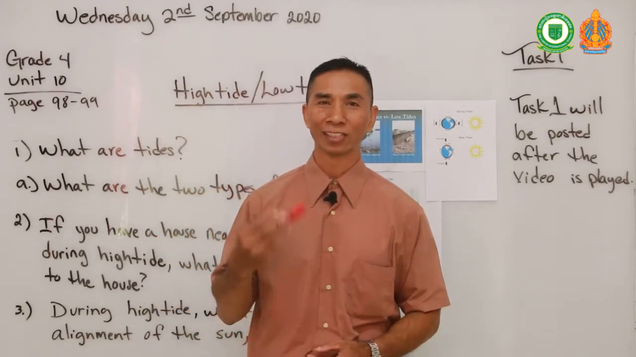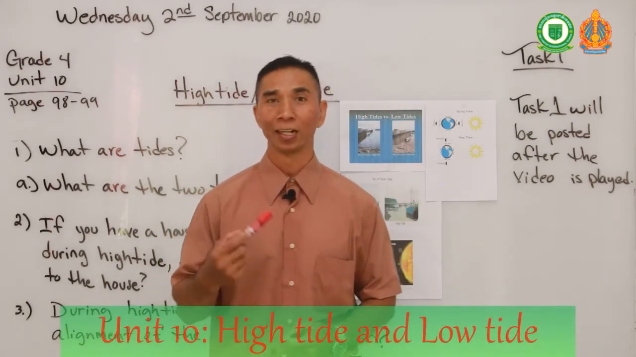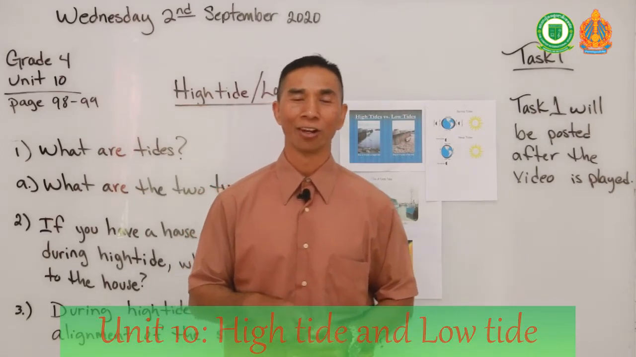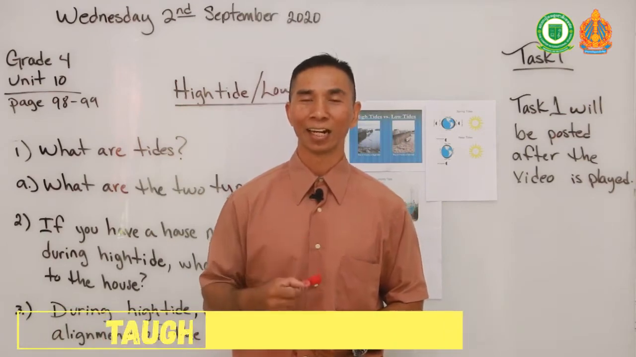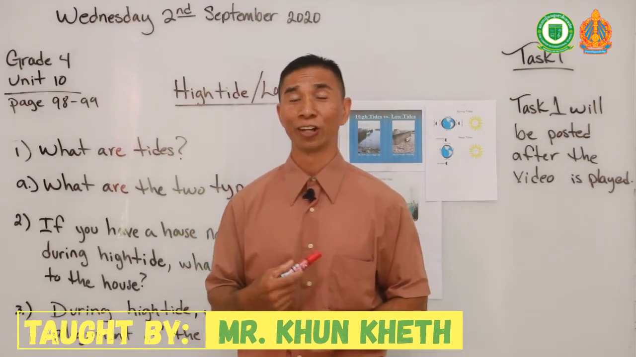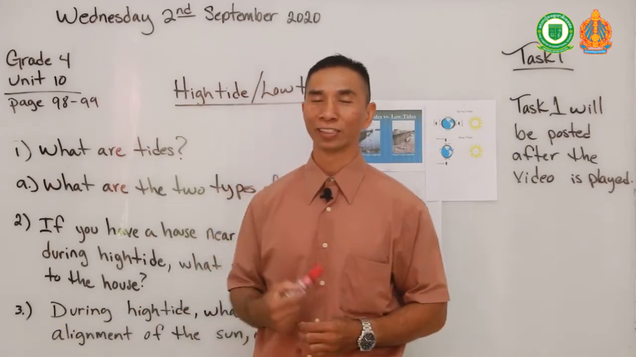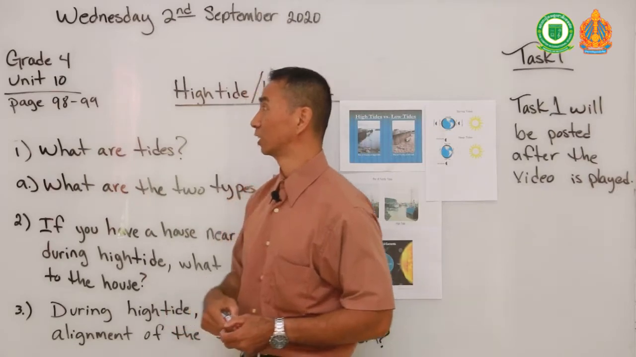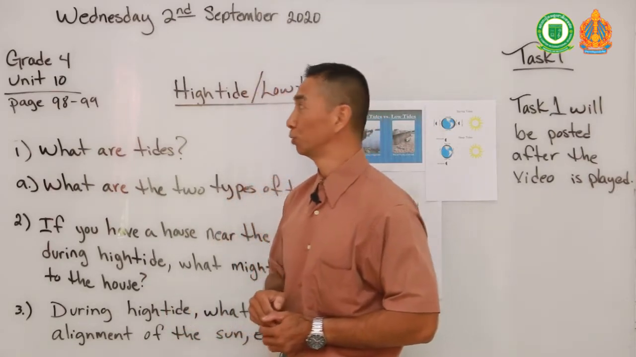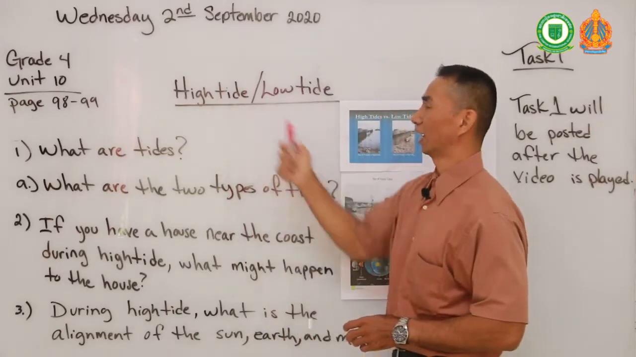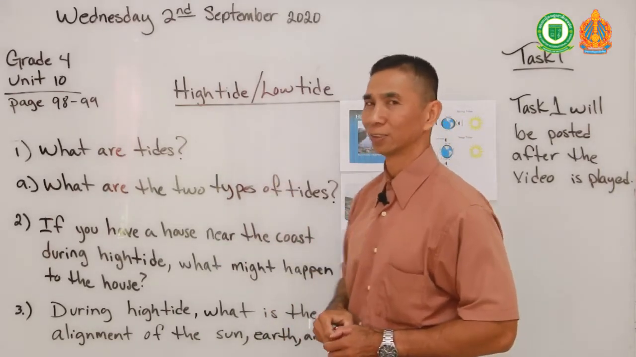Before we start, I would like to thank you for our discussions earlier, before we started this video, about last week's lessons where we studied daytime and nighttime. Thank you for your input on that, and I see that you know a lot about what we studied last week. Today we're going to continue our lessons in Unit 10, pages 98 through 99, and our subject will be high tides and low tides.